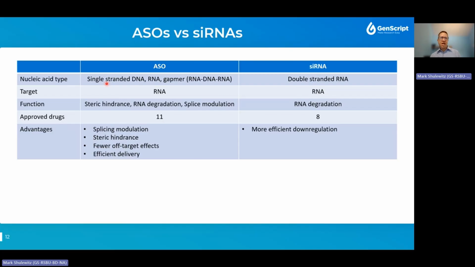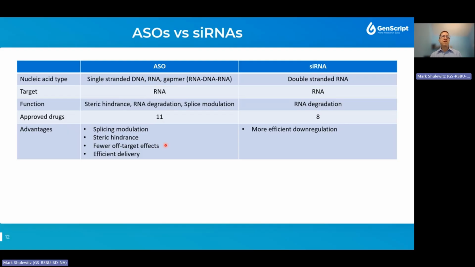Antisense oligos are single-stranded DNAs or RNAs or gapmers. We discussed that earlier. It has a DNA core flanked by RNA. siRNAs are always double-stranded RNAs. Both antisense oligos and siRNAs target RNA. Antisense oligos have 3 different mechanisms: steric hindrance, basically blocking translation, RNA degradation, and modulating splicing, whereas siRNA only functions by RNA degradation. Antisense oligos have 11 approved drugs. siRNA have 8, but are quickly catching up, as was noted.